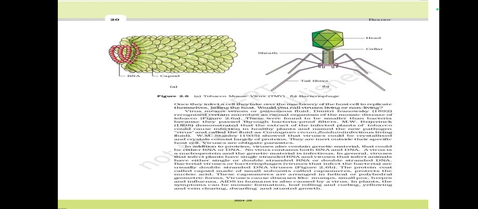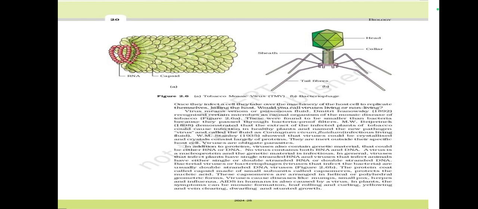Dmitry Ivanovsky in 1892 recognized certain microbes as causal organisms of the mosaic disease of tobacco, which is located in figure 2.6a, tobacco mosaic virus (TMV). These were found to be smaller than bacteria because they passed through bacteria-proof filters.